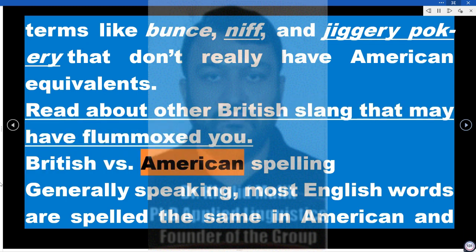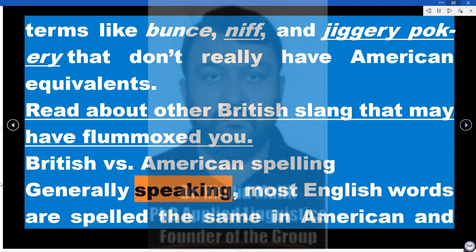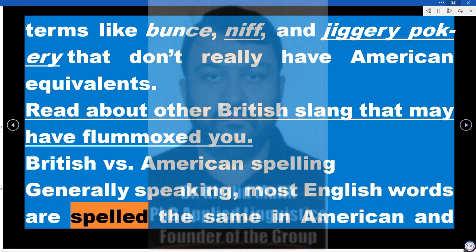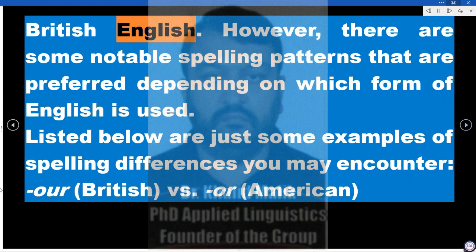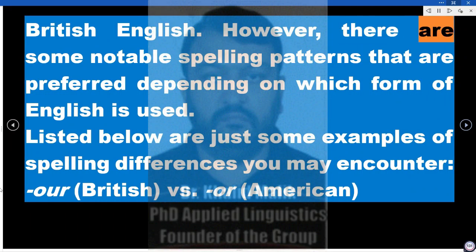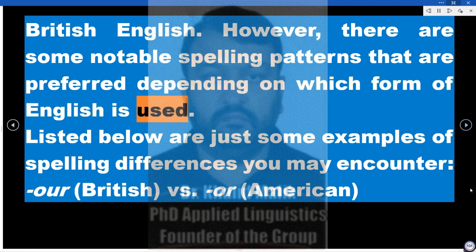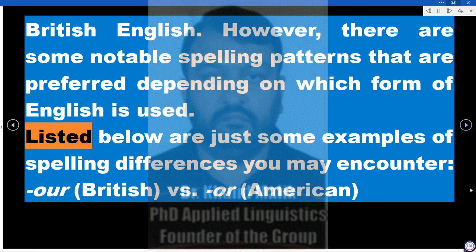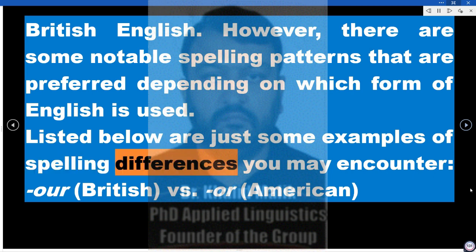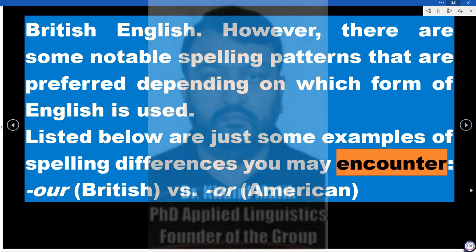British versus American spelling. Generally speaking, most English words are spelled the same in American and British English. However, there are some notable spelling patterns that are preferred depending on which form of English is used. Listed below are just some examples of spelling differences you may encounter.